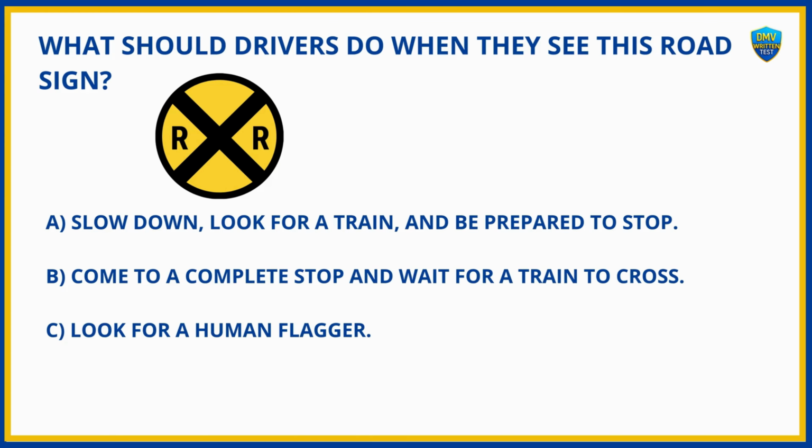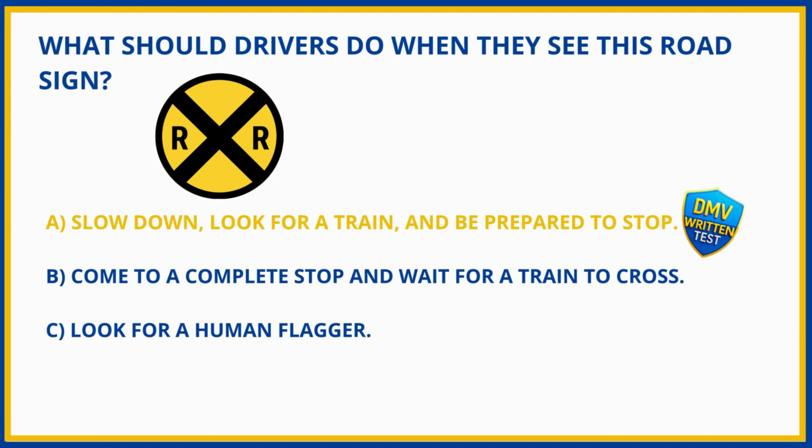What should drivers do when they see this road sign? A. Slow down, look for a train, and be prepared to stop. B. Come to a complete stop and wait for a train to cross. C. Look for a human flagger. And the answer is A. Slow down, look for a train, and be prepared to stop.